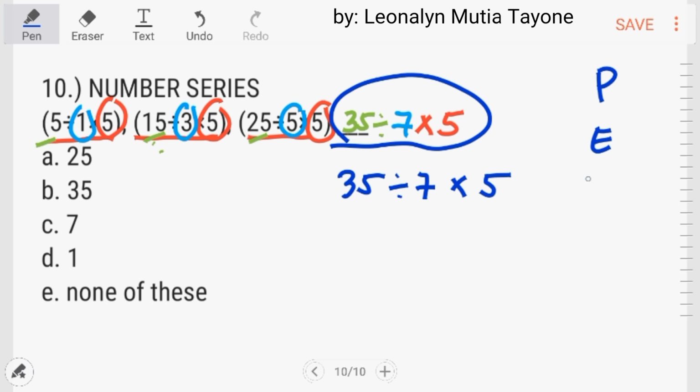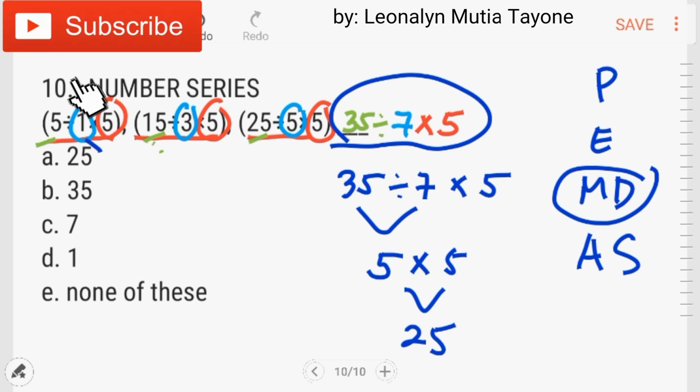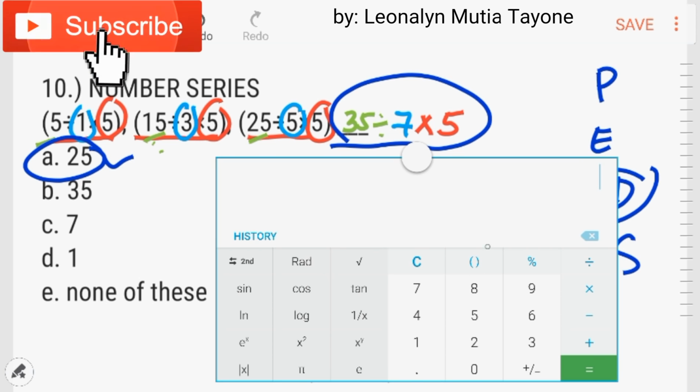Sa order of operation, nauna ang division kaysa multiplication. So, kung alin ang mauna, nauna ang division. So, mag-divide tayo. 35 divided by 7 is 5. So, multiplied by 5 and that is 25. So, ang answer ay letter A. I-double check natin. 35 divided by 7 times 5 equals 25.